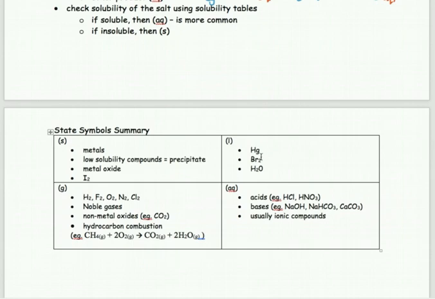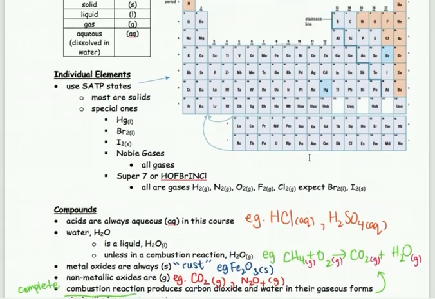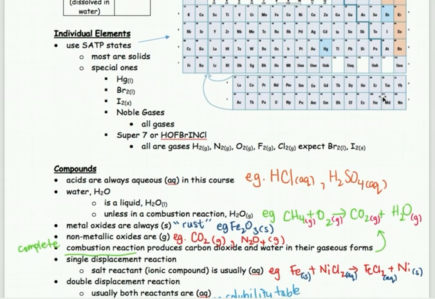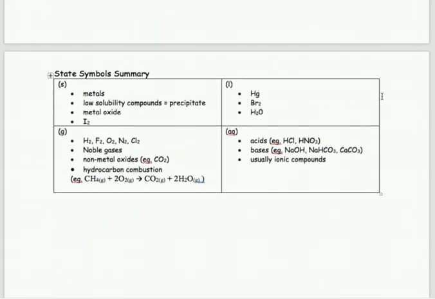And liquids, okay, so we have the two here: mercury and bromine. Remember, those are the ones to memorize, mercury and bromine. Mercury used to be used in thermometers. Bromine, if you look it up, is a brown, thick liquid. And water, right? Water is the pure substance, it's always a liquid state symbol.